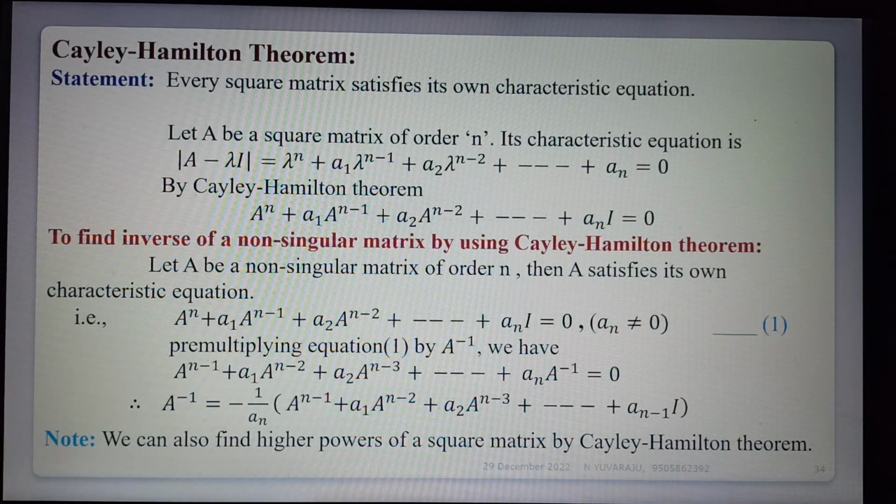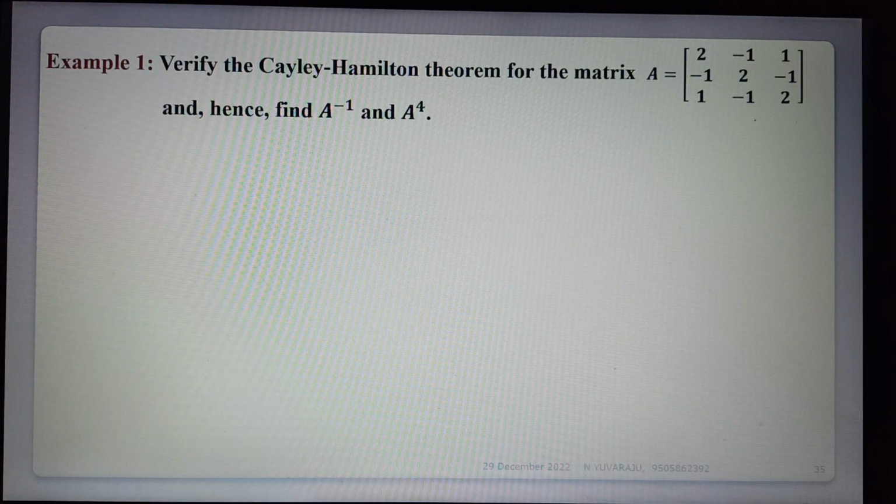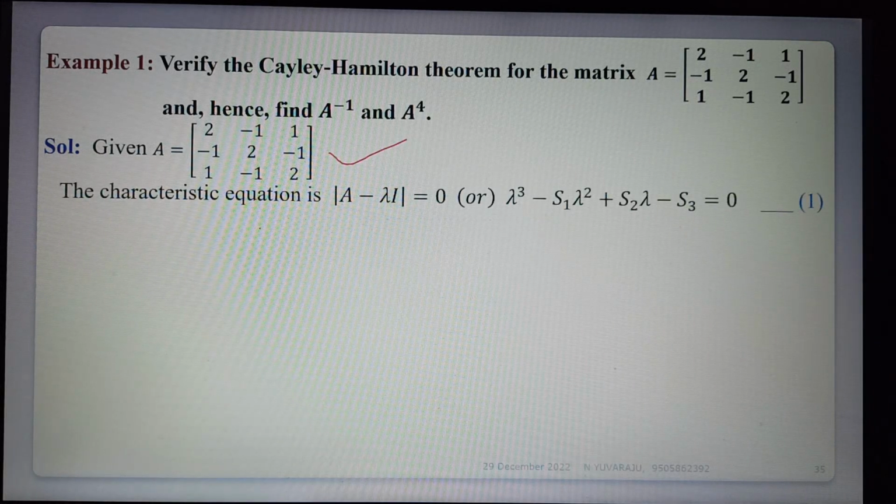See the first example. Verify the Cayley-Hamilton theorem for the matrix A and hence find A inverse and A power 4. Using the Cayley-Hamilton theorem, we have to find A inverse and A power 4, and first of all verify the theorem. That is the given matrix. The characteristic equation is determinant of A minus lambda I equals 0, that is lambda cubed minus S1 lambda squared plus S2 lambda minus S3 equals 0.